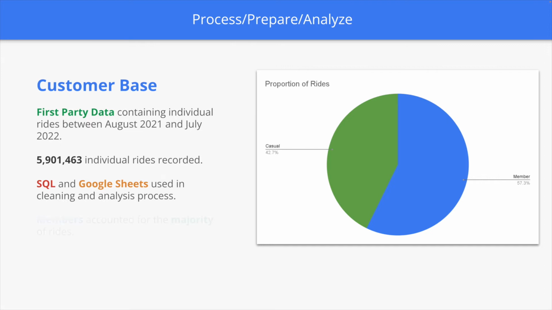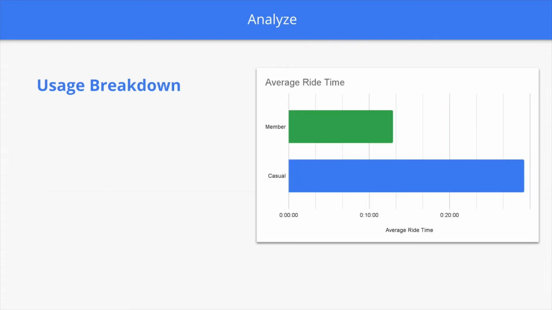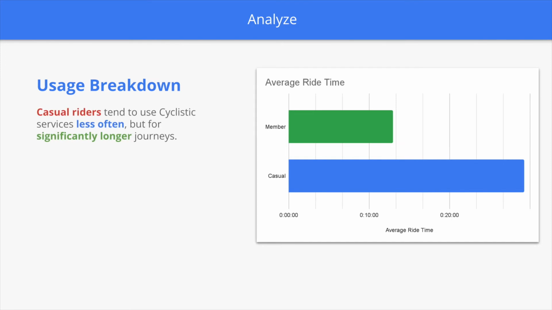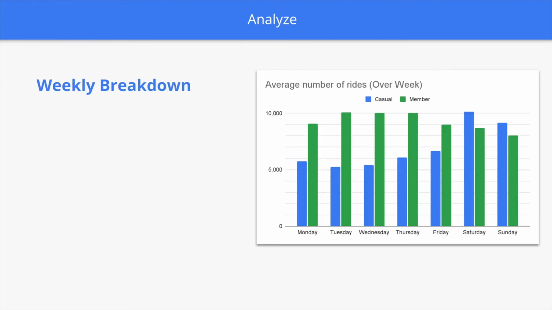And the first bit of data that I'd really like to share about the dataset was that members do account for a majority of the rides over the last year on Cyclistic servers. However, in contrast, you can see that casual riders actually tend to take longer journeys using the service than member riders.